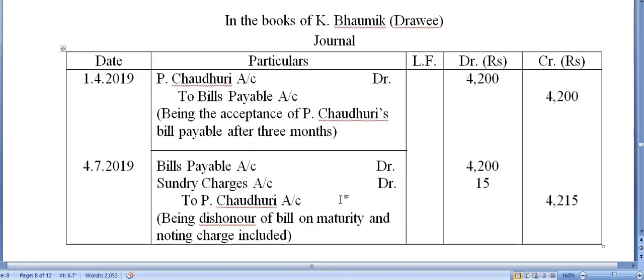But there is the noting charge also. So you can write here noting charge or sundry charges, whatever you think fit. You are supposed to pay P. Chowdhury rupees 4215, but the bills payable amount was 4200 rupees, whereas the noting charge was rupees 15. This is how you pass the entries in the books of the drawer as well as the drawee in case of noting charges, when the bill was held till maturity by the drawer. Remember the case also.